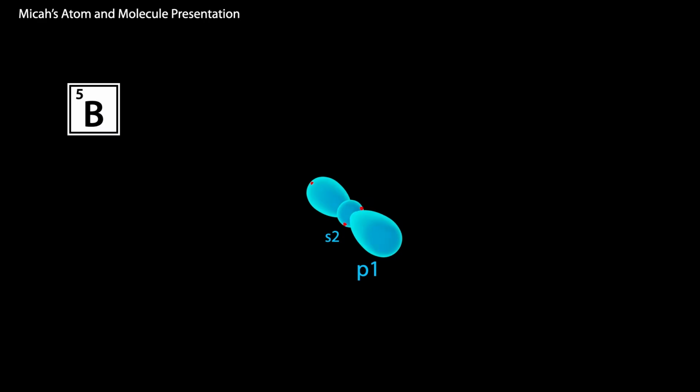This is boron. It has 2 electrons inside S1 that you can't see, and 2 here in S2. Both of these orbitals are spherical. It also has 1 electron in a funny-shaped orbital that looks like a couple of balloons. That orbital is called P1.